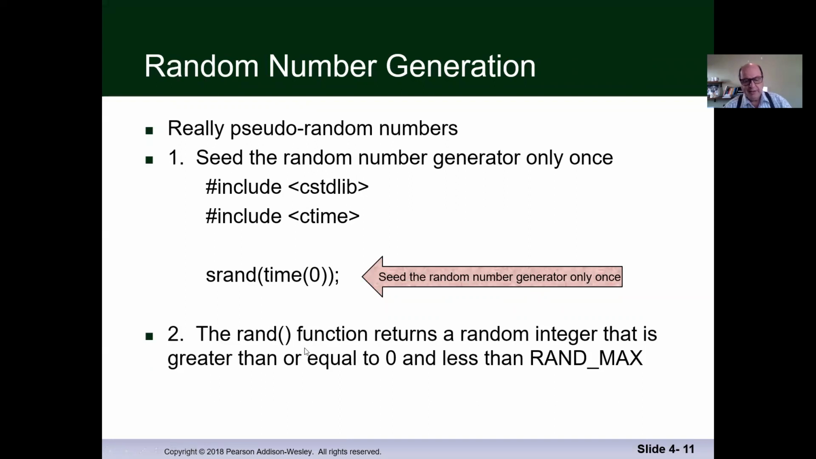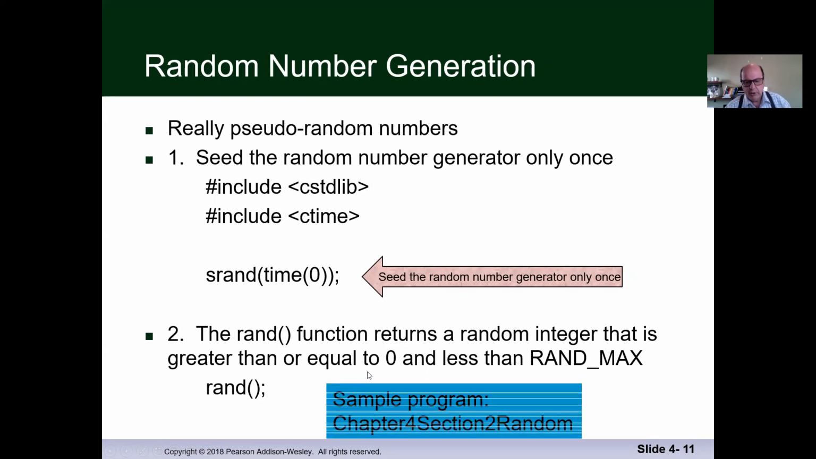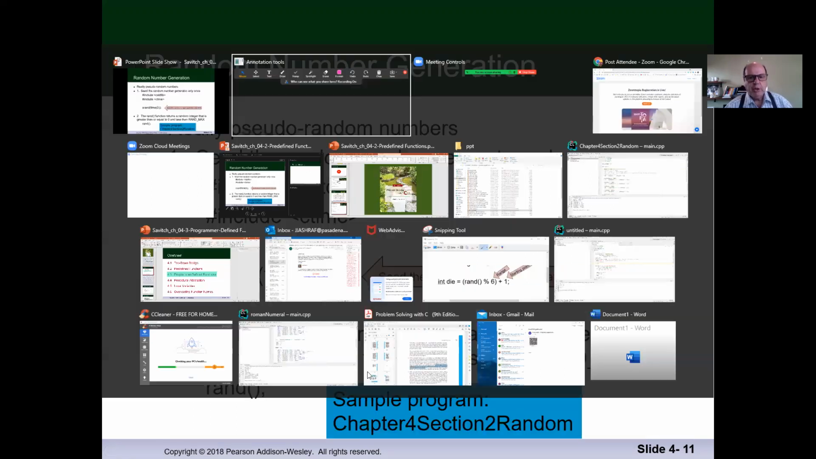The rand function returns a random integer that is greater than or equal to 0 and less than RAND_MAX. The function is called rand with parentheses, that's the way we're going to call it. Now, let's look at the program that's doing this for us. Where is my program? Okay, program.